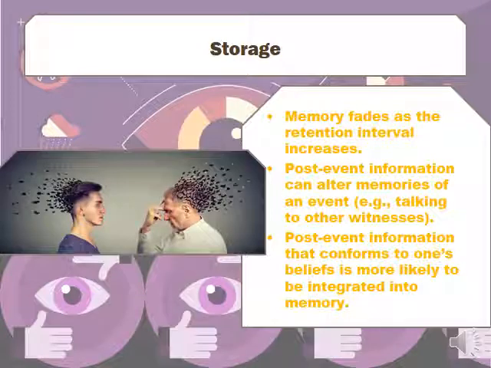Now we're looking at storage. Okay, storage. My memory fades as the retention interval increases. So my ability to recollect a lot of the information that I stored is going to be slightly skewed. Post-event information can alter memories of an event. In other words, talking to other witnesses.